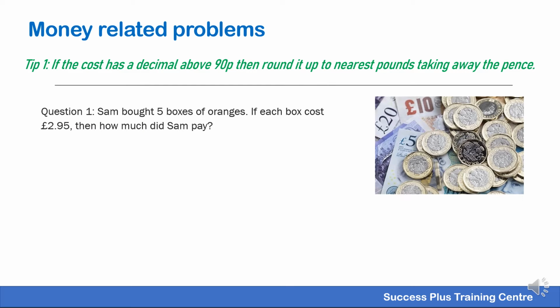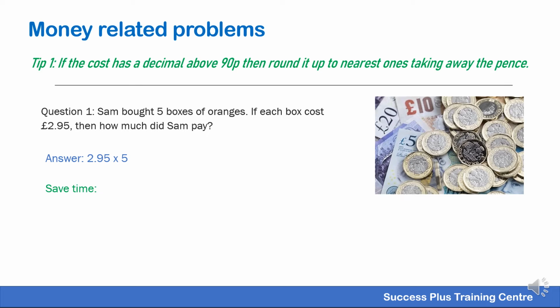Now let's start with the tips. Tip number 1. If the cost has a decimal above 90p, then round it up to the nearest pound, taking away the pence. Let's clarify this tip using the question below. Sam bought 5 boxes of oranges. If each box costs £2.95, then how much did Sam pay? To answer this question, you would need to times 2.95 by 5. But you could also answer this question in less time, using a slightly different way.